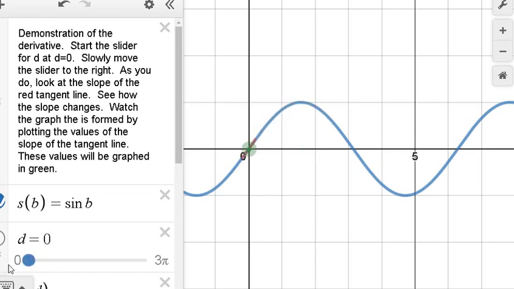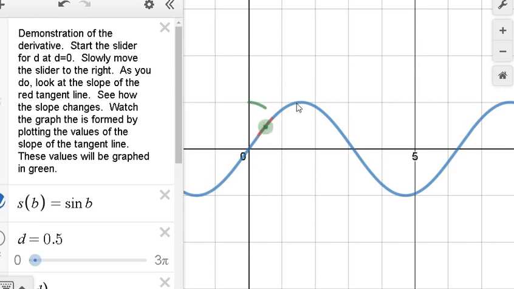So you can play with this. The link is out on D2L. If you want to take a look back at this and really understand what a derivative is, please feel free. That's why I created this. Now, what's the slope of the tangent line starting out here? 1. And as I move away from 0, well, there's the start of your cosine, right? Cosine of 0 is 1.